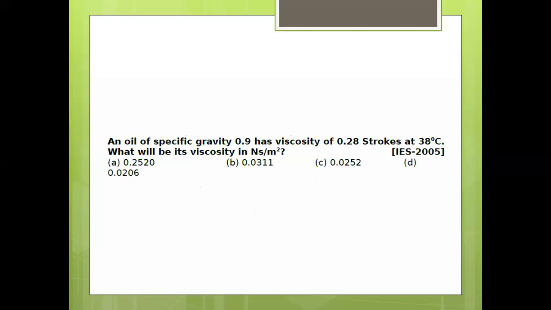Yes, actually in this question there is a problem. So let us solve this one. Write down the problem. All of you have to solve this one. An oil of specific gravity 0.9 has viscosity of 0.28 stokes at 38 degrees Celsius. What will be its viscosity in Newton second per meter square?